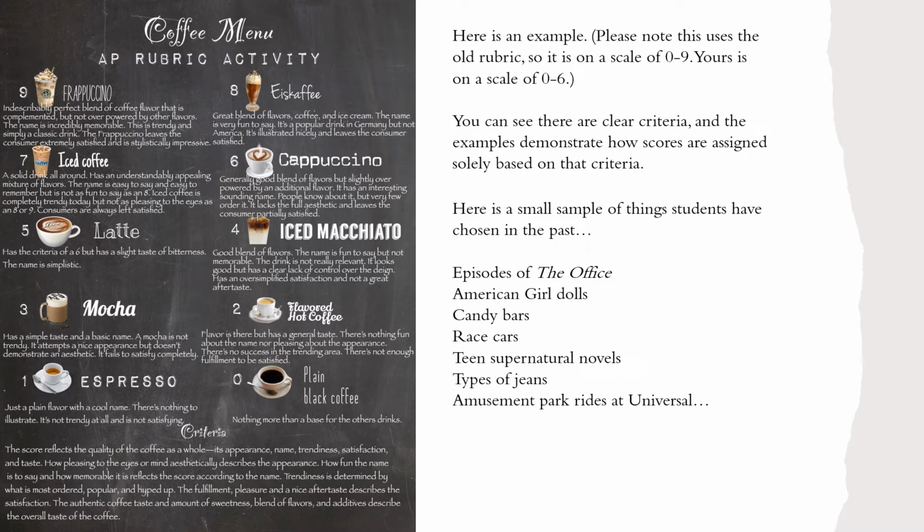But you can see that the student who made this essentially took something they love, coffee, who doesn't, and they created criteria and decided based on that criteria what a 0 would look like, a 1, a 2, and so on. Essentially, I'm asking you to understand how there are different nuances to the layers of the AP scoring and to see that to get certain scores, you need to satisfy all of those criteria.